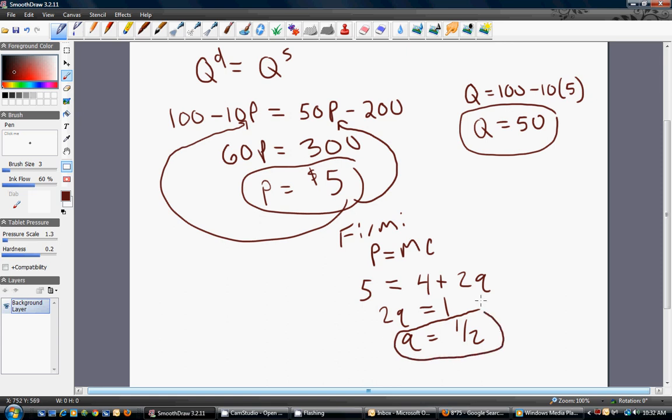And if these units are, say, in the thousands, then this firm would produce 1/2 of 1,000 or 500 units. So don't get confused by producing a fraction of a unit. Like I said, we could be measuring these units in the thousands or in truckloads of strawberries. So this firm produces 1/2 a truckload of strawberries or something like that. But anyways, that's how you would solve this type of problem. Hope you found this helpful.